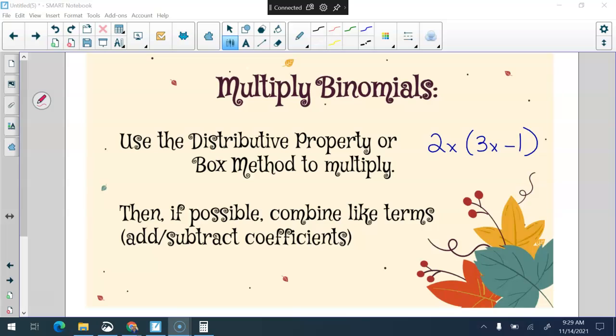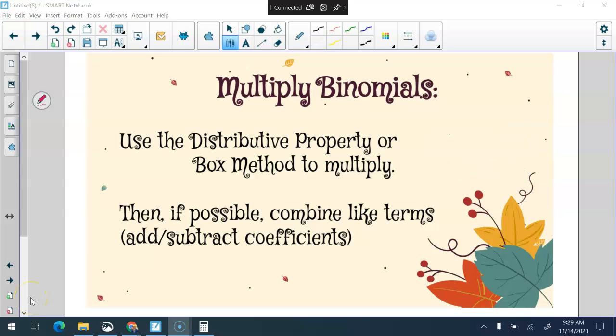to multiply. And when we do that, we are going to multiply the coefficients. So 2 times 3 is 6. And we're going to add the exponents. X times x would be x to the second. And then 2 times negative 1 is negative 2. And the x term just gets rewritten.